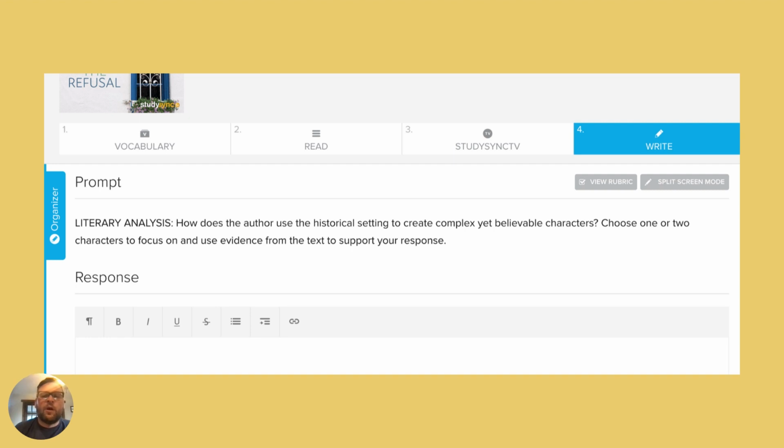And finally, the prompt says to use evidence from the text to support your response. This is critical. Don't just write a short answer with your opinion. Back up your thoughts by quoting from and using specific details from the story. There is a split screen button right above this writing prompt that you can use to put the story side by side with the writing box. And that'll make it a lot easier for you to be able to pull quotes over or to be able to paraphrase details from the story.